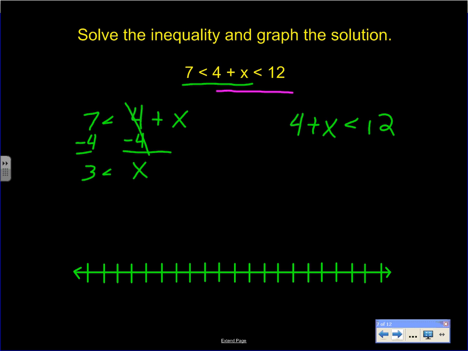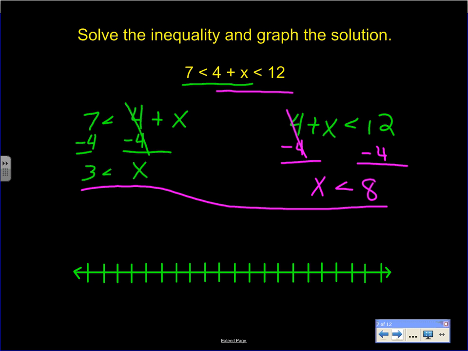On the right side, how do we get x by itself? We subtract 4. Subtract 4? Isn't that what we just did over here on the left side? We did the same exact thing. So x is less than 8. And if we notice, we could put these together. 3 is less than x, but on the right side, x is less than 8. That's one way to do it.